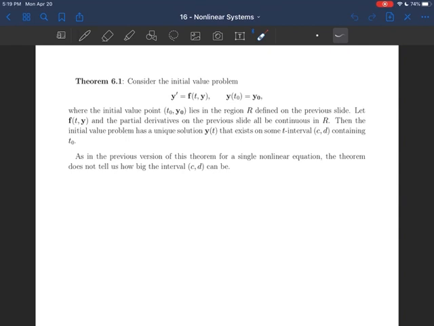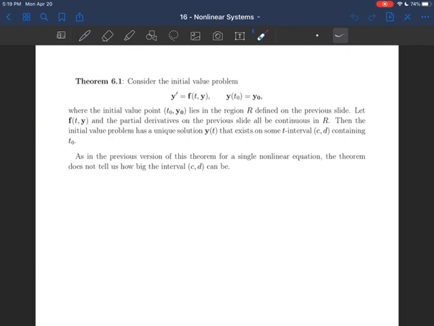Okay, well, let's consider this initial value problem: y prime equals f of t, y, with y of t0 equals y0, where the initial point t0, y0 lies in the region R defined in the previous slide. So that's where we have these intervals, the rectangular region R. So t0, y0 is in there.